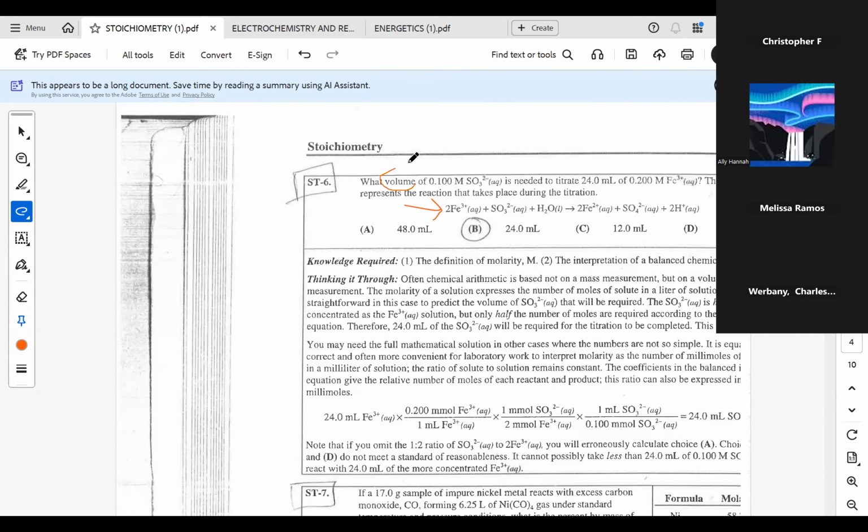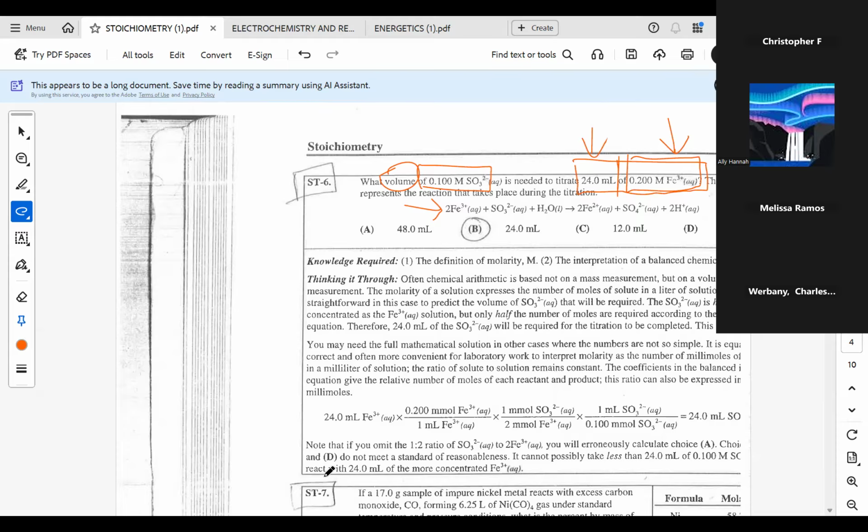And we're asked to find a volume of a specific concentration of reagent. So we have this 0.1 molar SO3 ion here, the sulfite ion. And we want to know how much of that volume-wise is needed to titrate 24 milliliters of this concentration. So we have a volume here, and then I have a concentration. So what do you think we need to do? We need to get to moles.